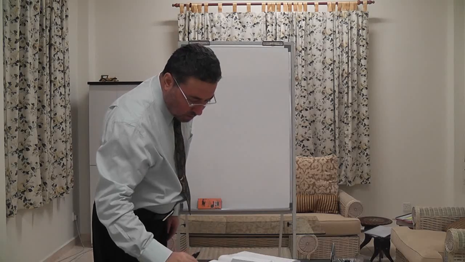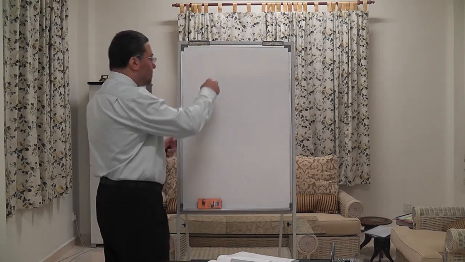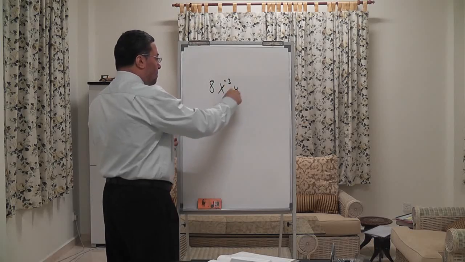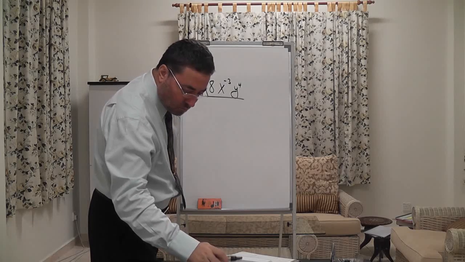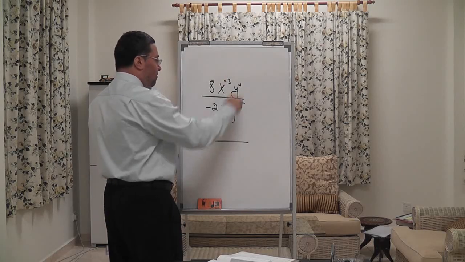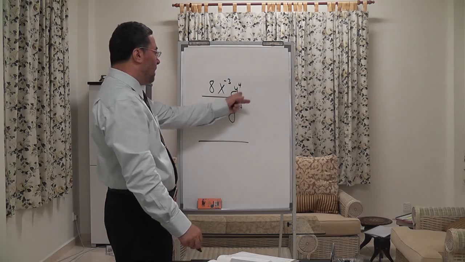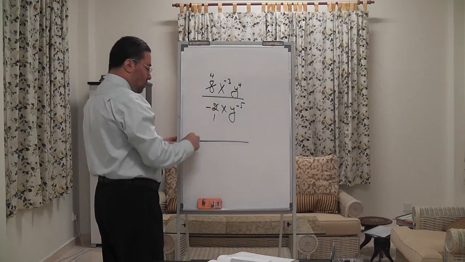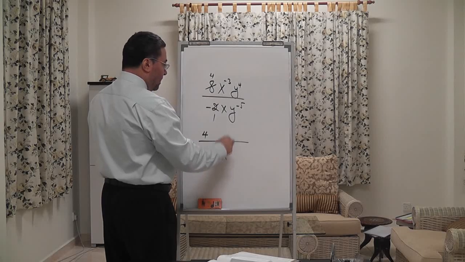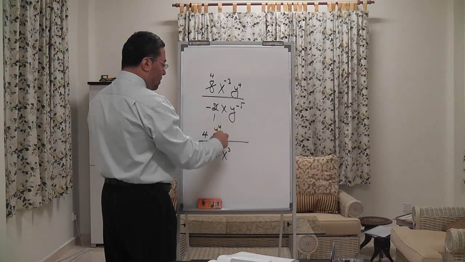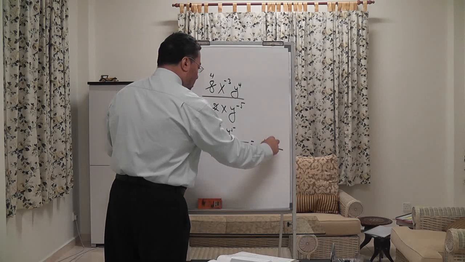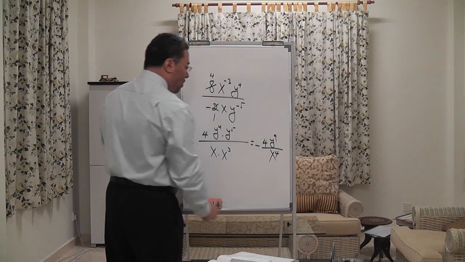Number 18. Here we move the negative powers from up to down and from down to up. And we cut these two numbers, so we get minus 4, and in the denominator we get x times x cubed. The numerator we have y raised to 4 times y raised to 5, and that gives us minus 4 y raised to 9 over x raised to 4.